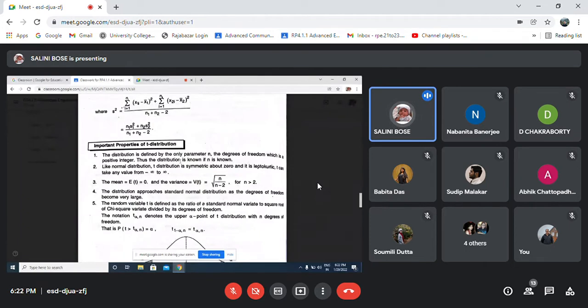So there are some important properties of the t distribution. In the t distribution, you have to remember that it is used when the sample size is small.